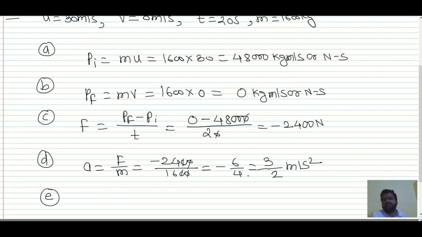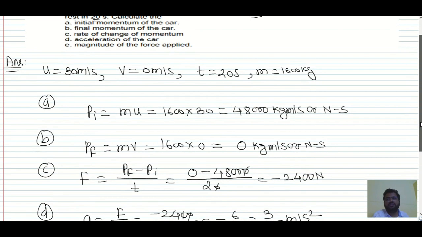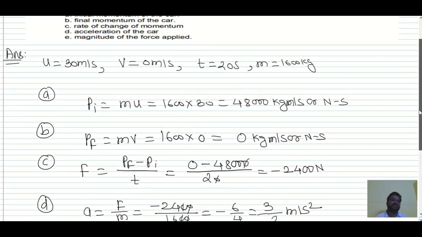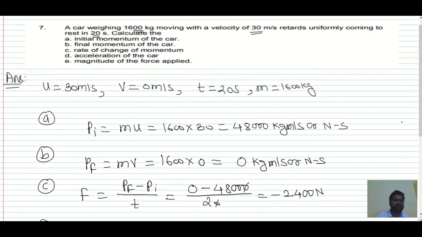And lastly, E, they want magnitude of force applied. So magnitude of the force applied we have is 2400 Newton. So this is that simple, right? So all the formulas we know, all the things we know. If you know everything, you can just plug the values and you will get the answer, right?